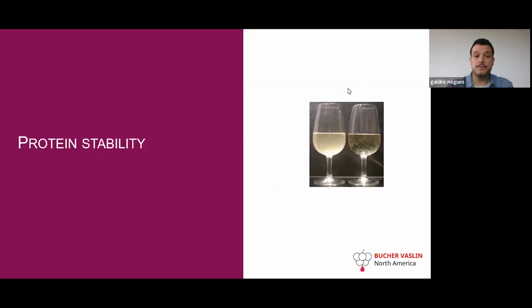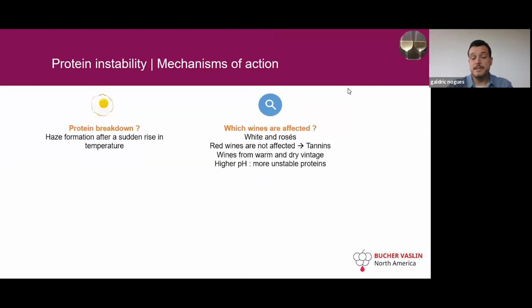So as explained, we start with the protein stability. Basically, the mechanisms of action are very precise and very simple. The protein breakdown comes from a haze formation after a sudden rise in temperature. So if the temperature increases very quickly, then the proteins will change shape and result in haze formation. The wines affected are mostly white and rosé. The red wines are not affected because of the tannins. Tannins are able to react with unstable proteins. So there is a natural stability of the wine itself because of the presence of tannins.